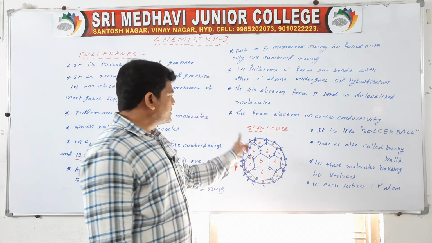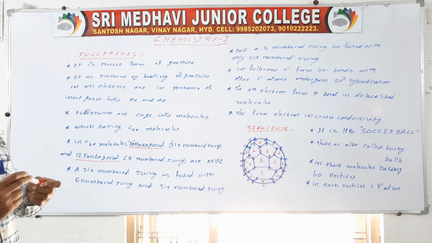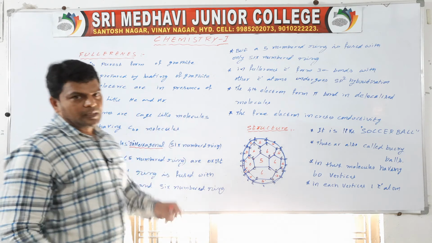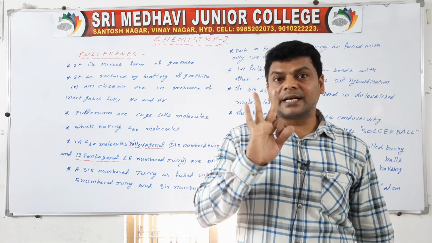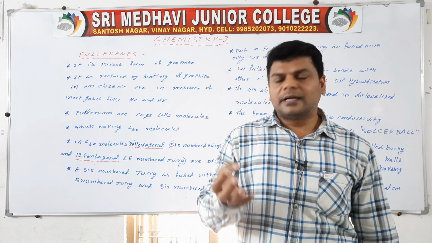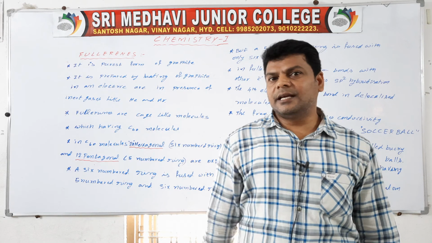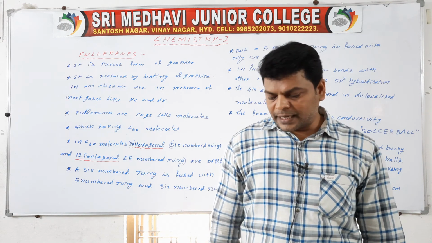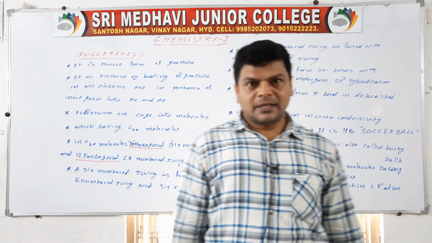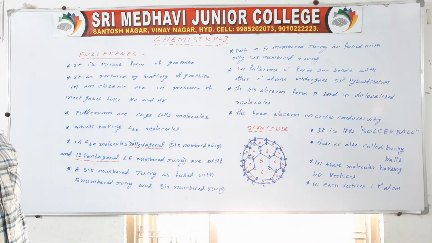Okay. So this is briefly about fullerenes. It is the third crystalline allotrope of carbon. Carbon has 3 crystalline allotropes: diamond, graphite and fullerenes. It is recently discovered. For the discovery of this, the scientists got a Nobel Prize. Okay. So this is briefly fullerenes.